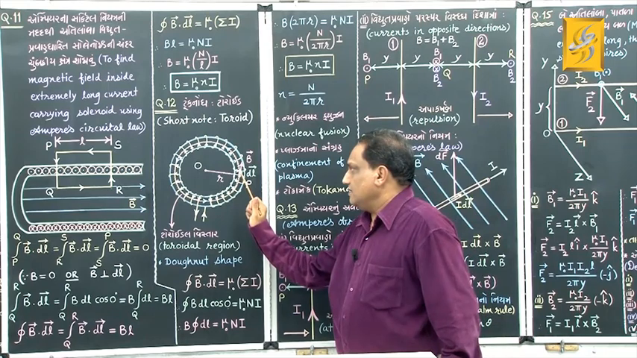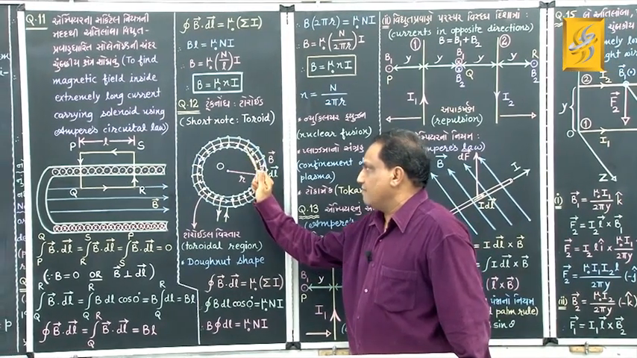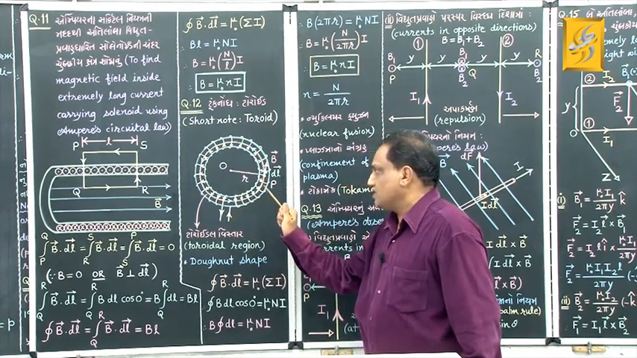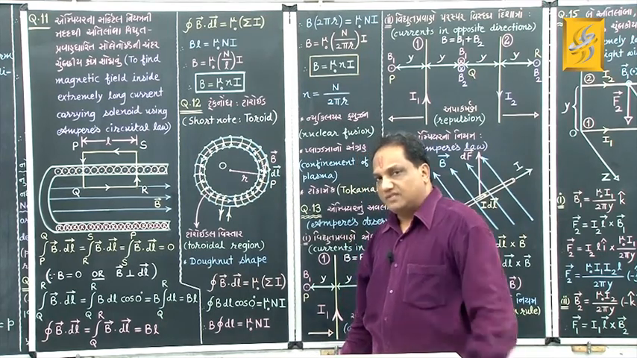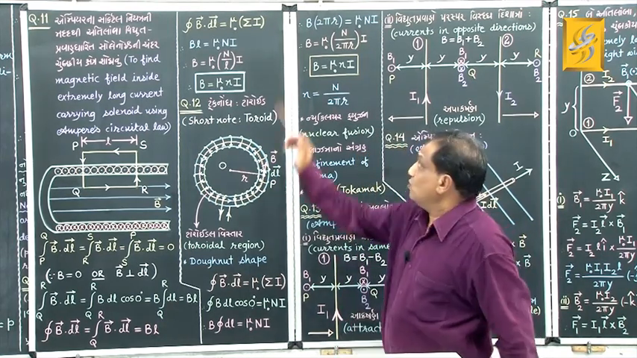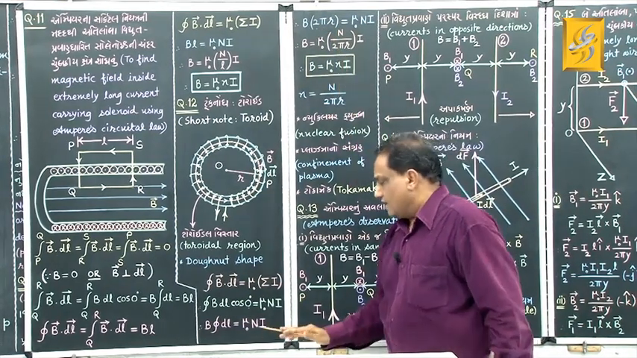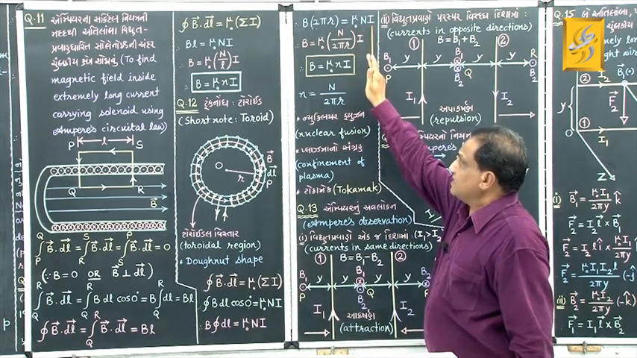When you add the lengths of all the length elements which are chosen on the considered Amperian loop, naturally it will give you the circumference of this circular Amperian loop. And for any circle, what is the circumference? 2 pi into radius, correct? Fine. And now tell me, this right hand side as it is, mu 0 N I as it is.